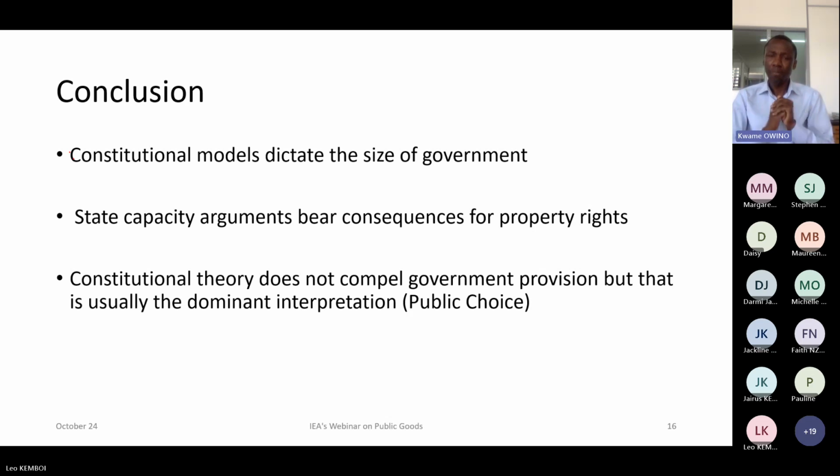Second, people argue state capacity arguments. They bear consequences for property rights. And you hear Kenya's president, who goes about looking shiny and using very flowery vocabulary, saying things such as development does not occur without resources, and we need to build state capacity, and a state that is properly built and properly constructed should be able to provide these core things.